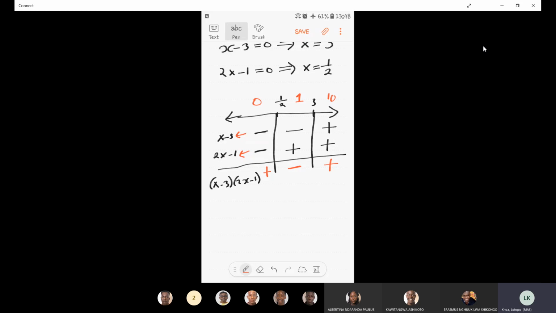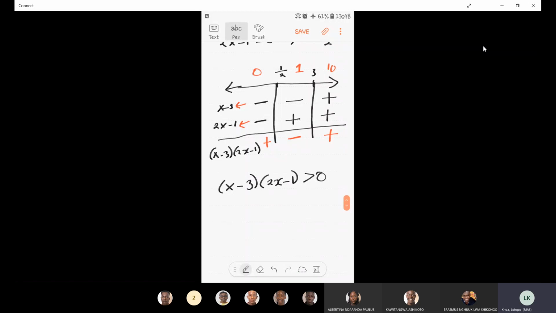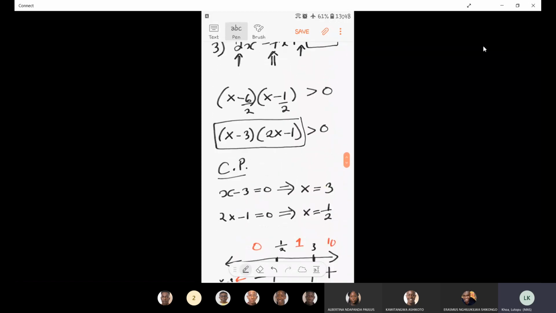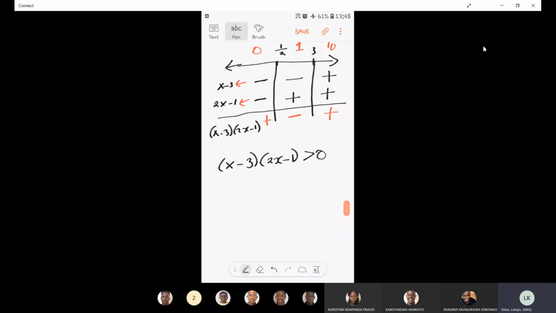Then I'm going to write down the question again. After I had factorized it, I had this. This was x minus 3, 2x minus 1. This is greater than 0. So when I had factorized it, there it is. This is what I have. Now, this is the row I am going to go to on my table. So you can see this first row is the row of x minus 3. The second row is the row of 2x minus 1. Then the last row, that is the row that I'm looking for.